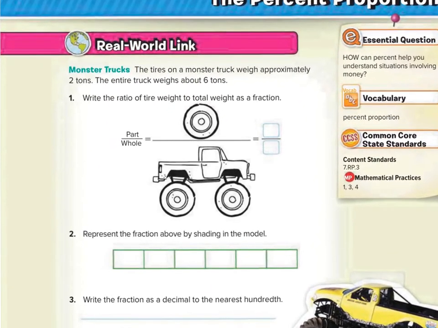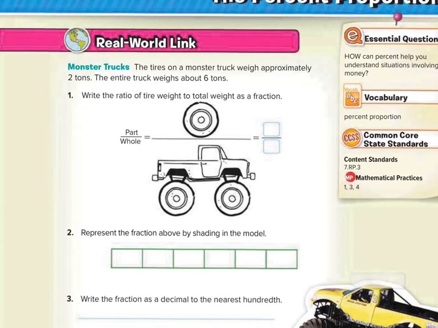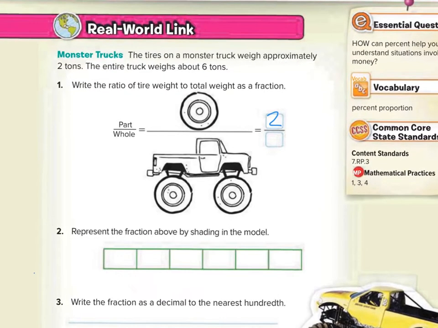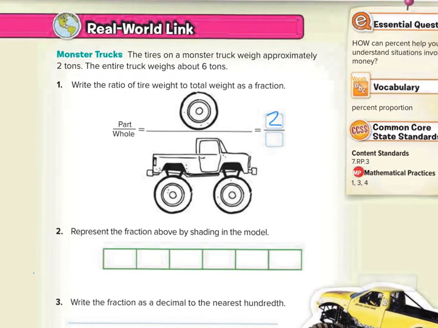So we're making a part-to-whole comparison here of the monster truck's tires. The tires, all the tires on the truck, it says, weigh 2 tons. So you need to put a 2 as the numerator in your comparison. And then we are comparing it to the entire truck. The whole truck weighs 6 tons. So we're going to put a 6 as the denominator. So 2 over 6 is our comparison.